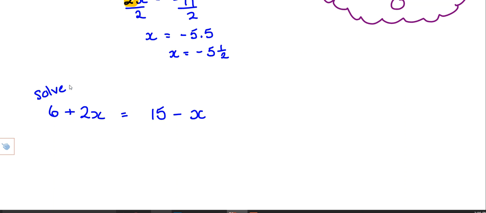So we use the same process, same idea. If 6 add 2 x's is the same as 15 take away an x, well, if I add x to both sides, so I want to add an x to that one, because that gets rid of it, right? And that leaves me with just the 15. But I've got to do the same to the other side. So I add the x to the like term, so I end up with 6 plus 3x.